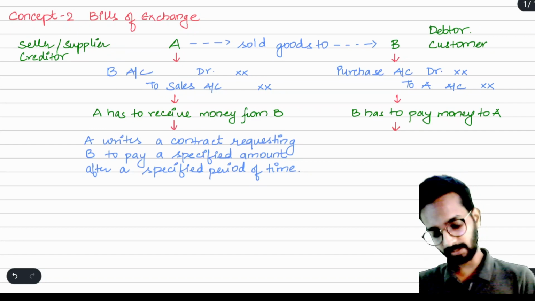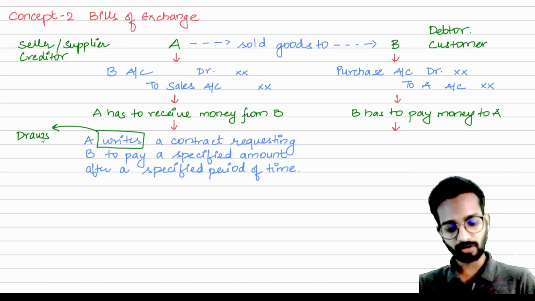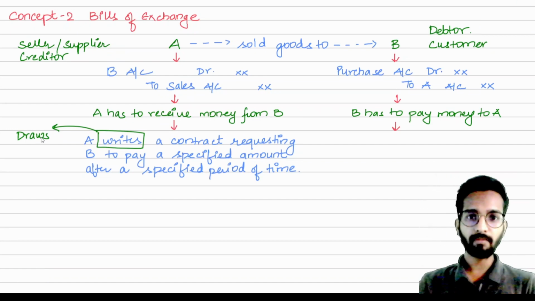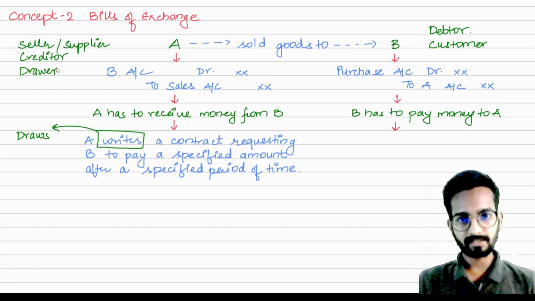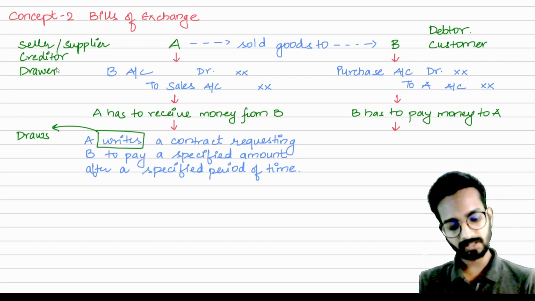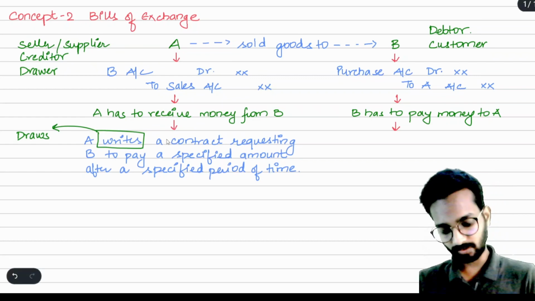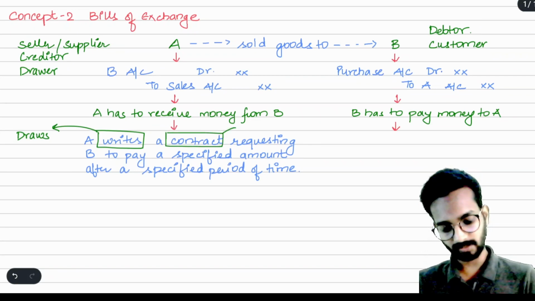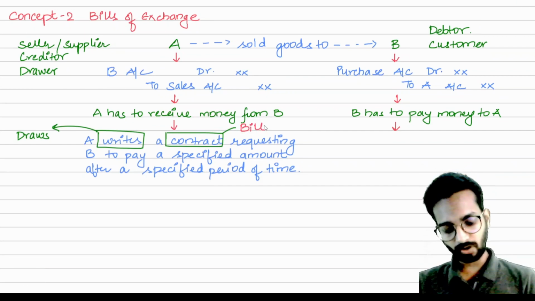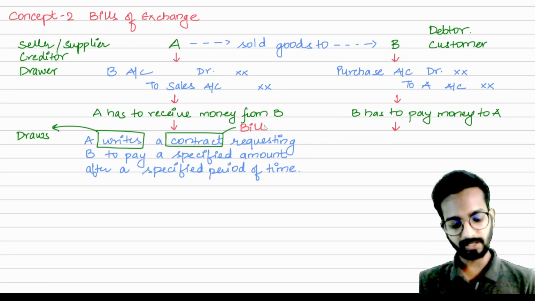Be very careful. A writes a contract, what does it mean? A draws the contract. He is drawing the contract. You can say A is writing the contract or A makes the contract. So what can we call A? A is the drawer of the contract. Now what is that contract called here? The contract is called a bill of exchange here. That is our bill. Understood?